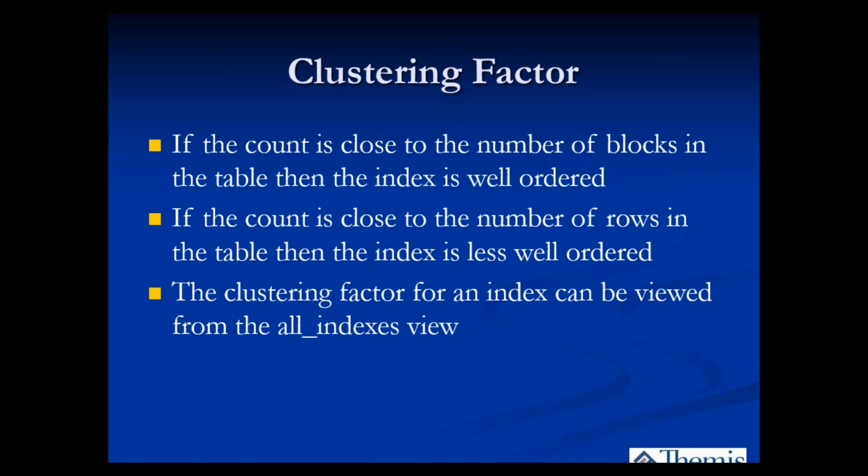However, if the clustering factor value is close to the number of rows, so we're comparing number of blocks to number of rows, then the index isn't as ordered. So in other words, I'm reading a block in an index, doing an index scan, going through the records in the block, and grabbing row IDs. If those row IDs point to blocks in the table that are scattered and random, that's not a very good clustering factor. If they're more aligned with what we're seeing in the index, then that's a better clustering factor.